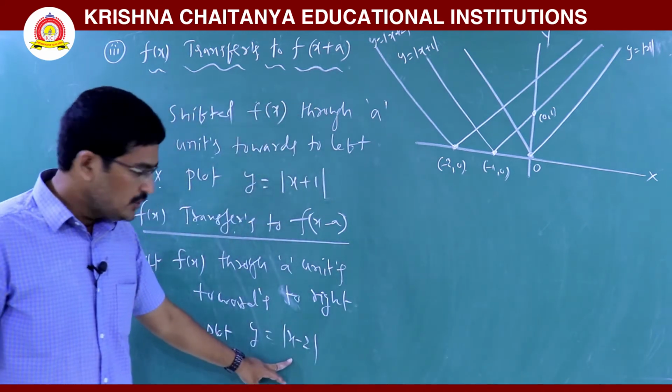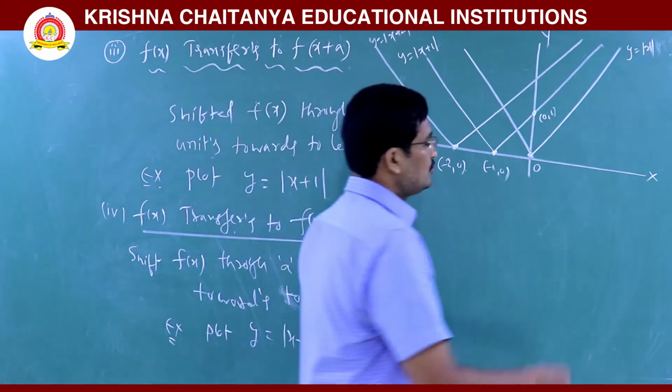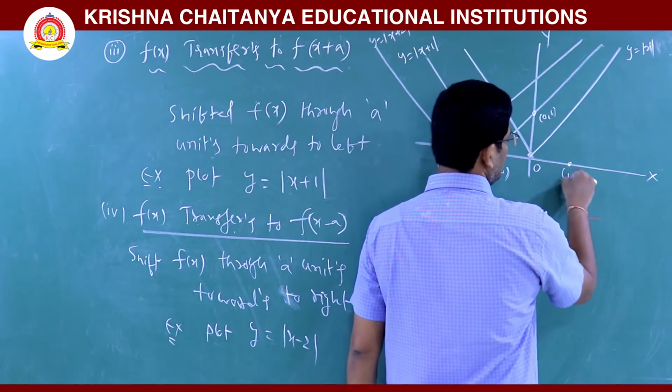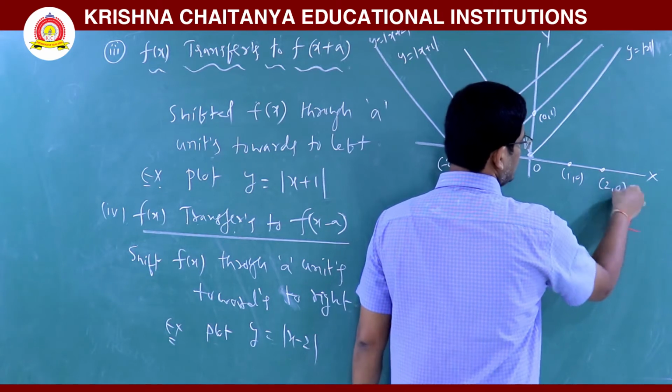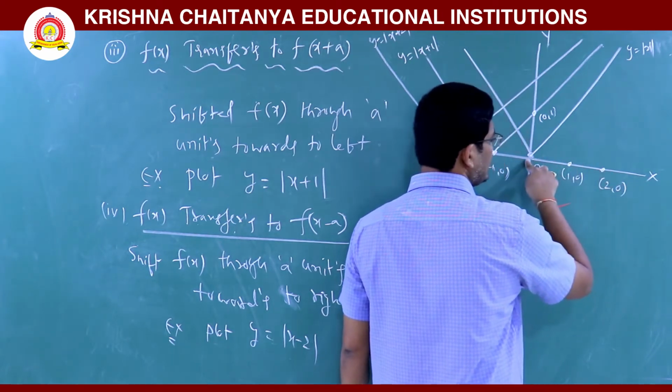How many units? 2 units towards the right. So it is (1, 0), a 1 unit distance from origin. It is (2, 0). This is the point at a distance of 2 units from origin, you know.